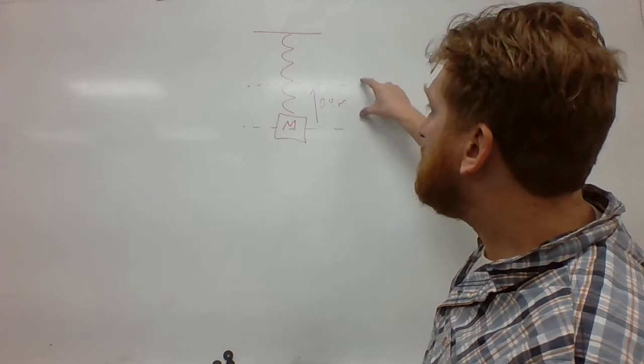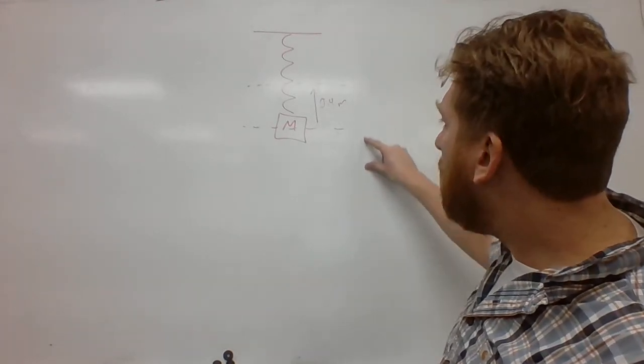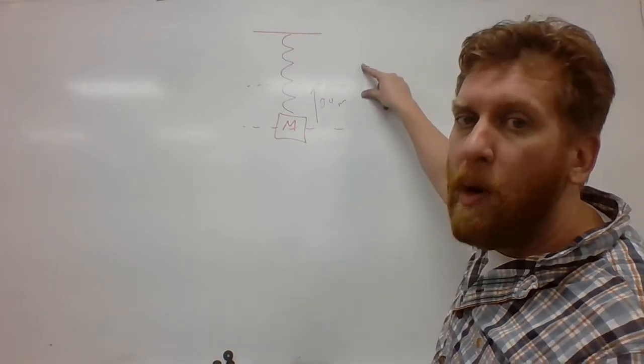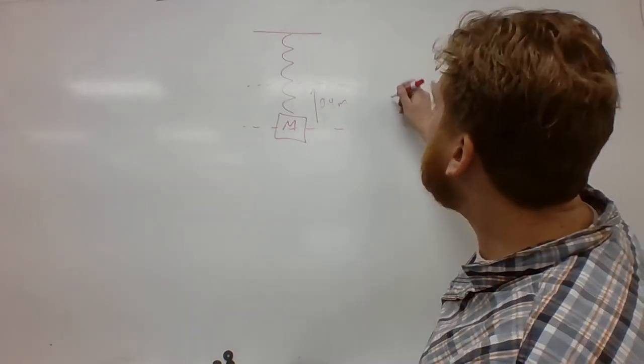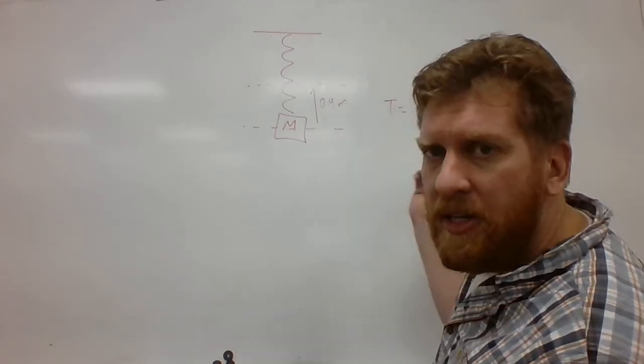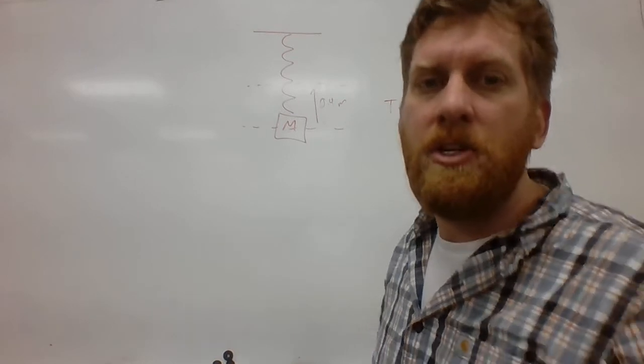What that means is I push it up here, this is 0 seconds, and then I let it go, and it goes down and up. That's one period of oscillation. That was 2 seconds. We call that the period. So I give you directly that the period is 2 seconds.